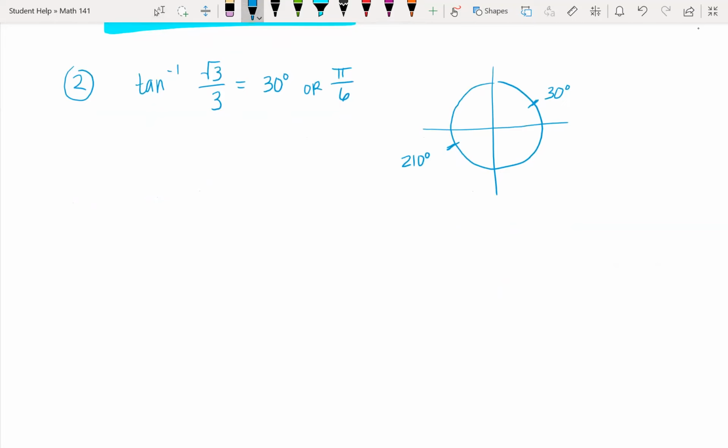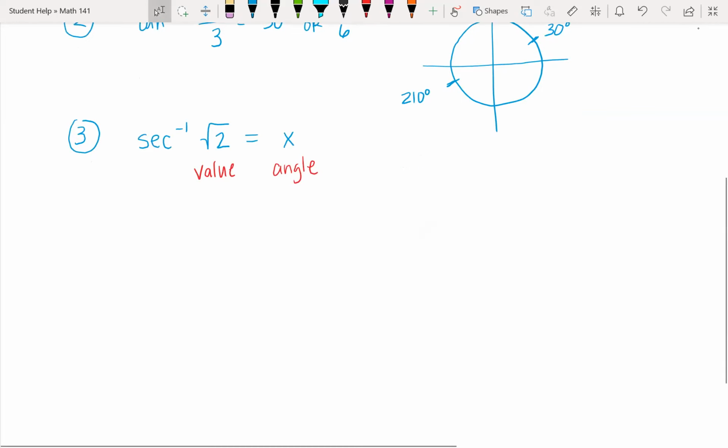Now, the third example is a little bit different because it calls up a button that doesn't exist on the calculator. We don't have a secant button on the calculator. So we're asking ourselves, what angle has a secant of √2? Another way of writing this is the secant of some angle is equal to the √2.